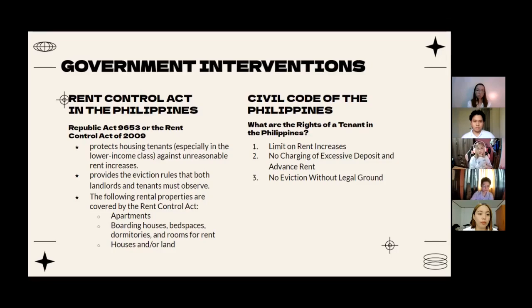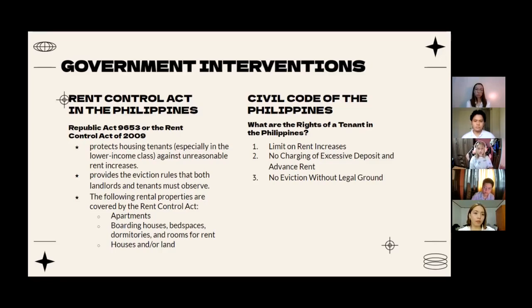First, limit on rent increases. Landlords cannot increase the rent by more than what the law allows. The Housing and Urban Development Coordinating Council, a government agency that regulates residential leases in the Philippines, has set the rental increase limits based on the Rent Control Act. Also, this act allows landlords to increase rents only once a year for bed spaces, boarding houses, dorms, and rooms leased to students. In this case, no rent increase can be charged twice or more per year, even if a new tenant moves into the house unit within the same year.